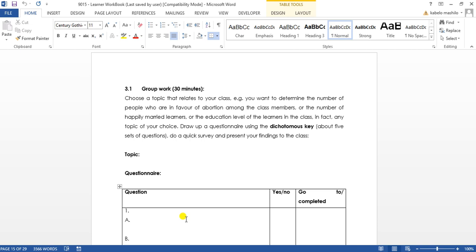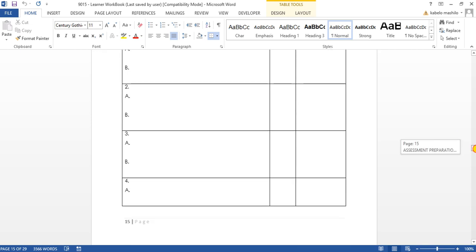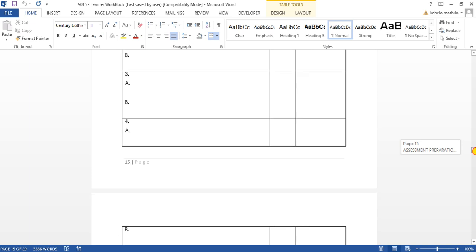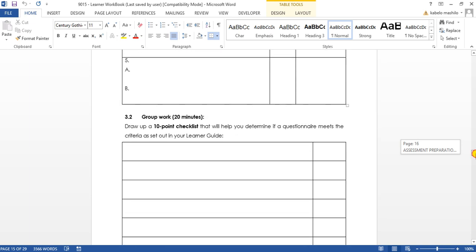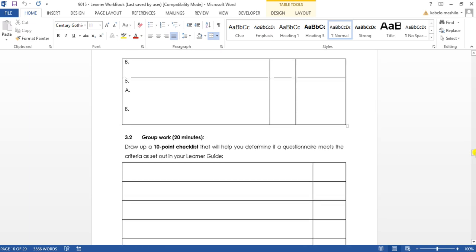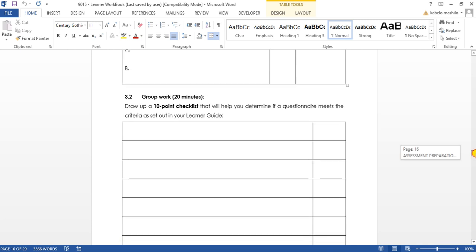Draw up a questionnaire using Dr. Thomas's key, about 5 sets of questions. Do a quick survey and present your findings to the class. So you use the questionnaire, this table, and in 20 minutes draw up a 10-point checklist that will help you determine if questions meet the criteria as set out in your learner guide.